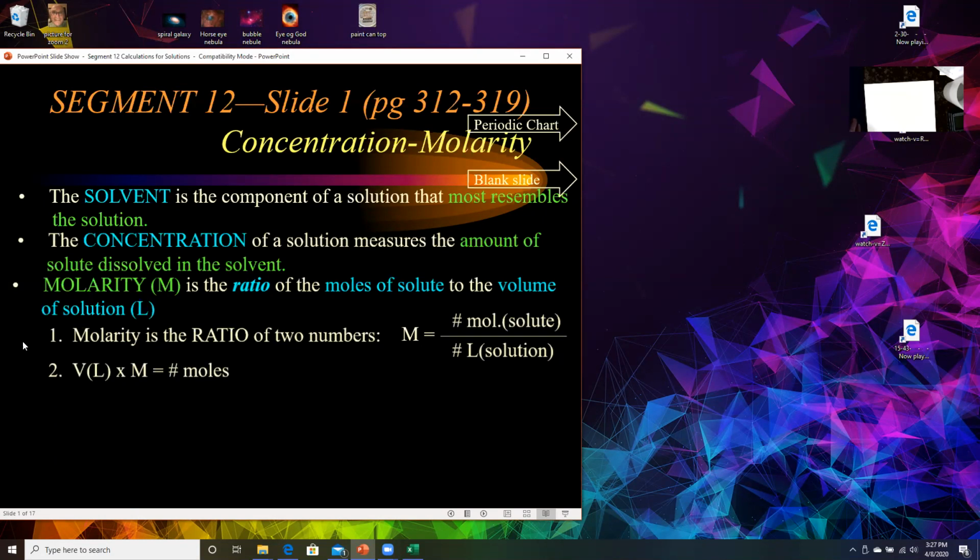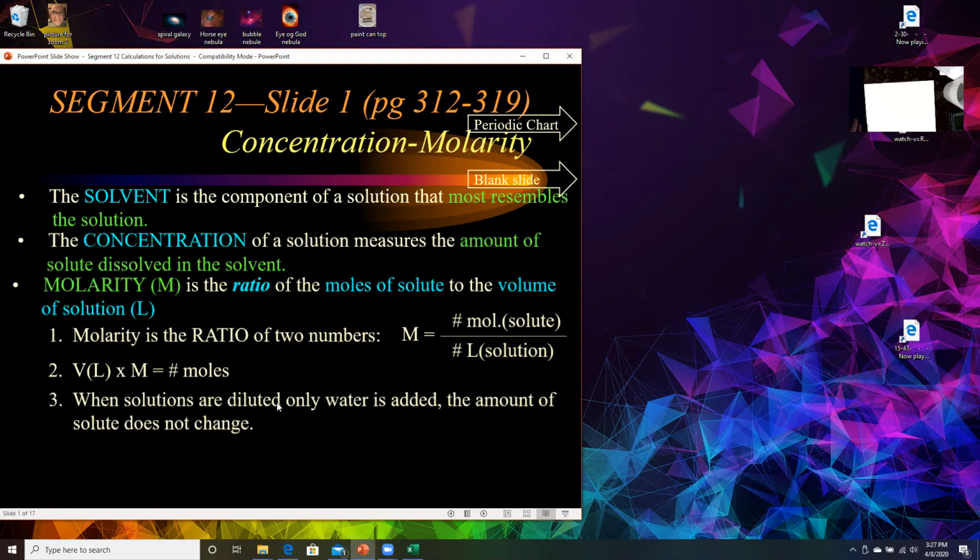Now, if you cross multiply, you get a working relationship that's very important to us. The volume in liters times the molarity is the number of moles. If you do the unit analysis, you would see that. Molarity is number of moles divided by liters, so the liters would cancel out, and volume times molarity is moles. This is a very important working relationship that we will use in determining how much solute is present in a given volume of some molar solution.